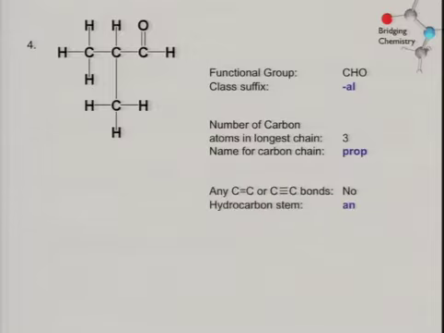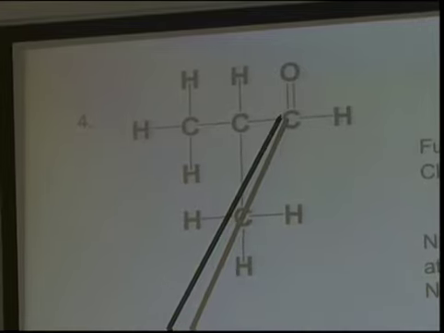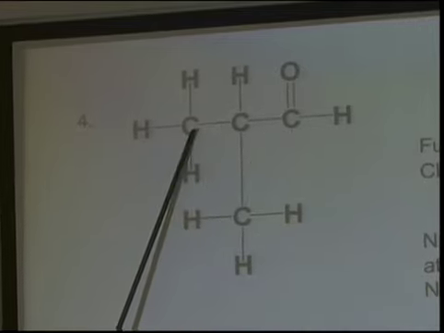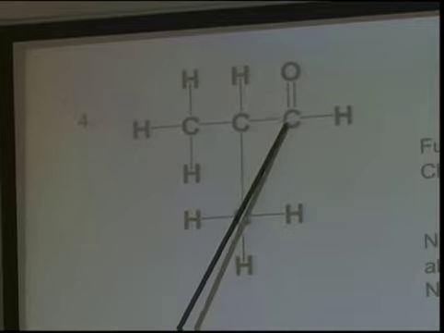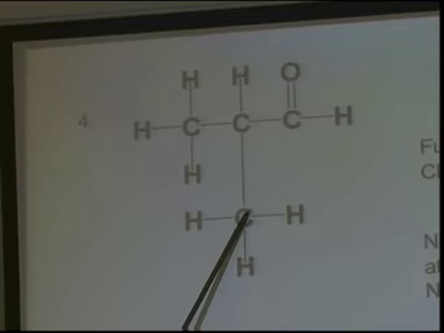Oh, I don't have any numbers on it. I have to use my stick. So what we do is the longest chain has to include the functional group. So we have to start with this carbon here. And so we can see we can go 1, 2, 3, or we could go 1, 2, round the corner, 3. You can go round the corners.